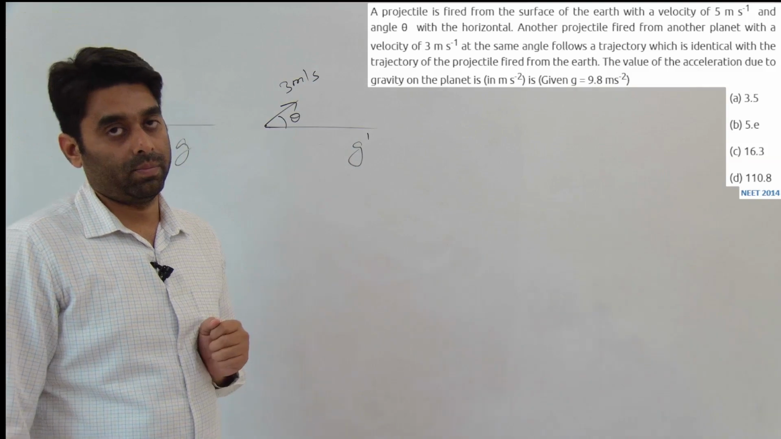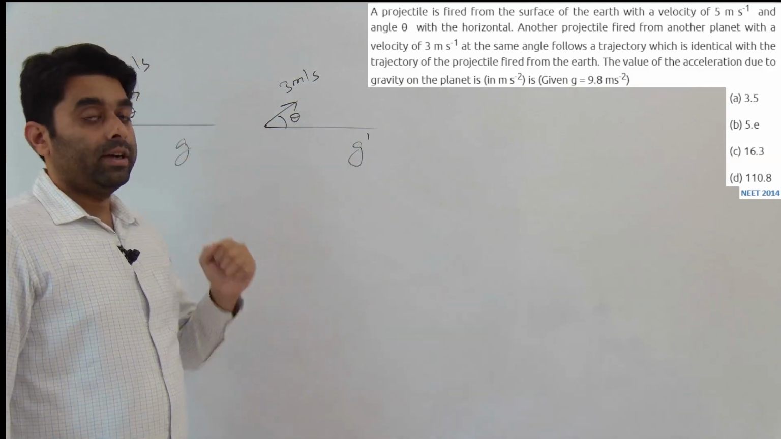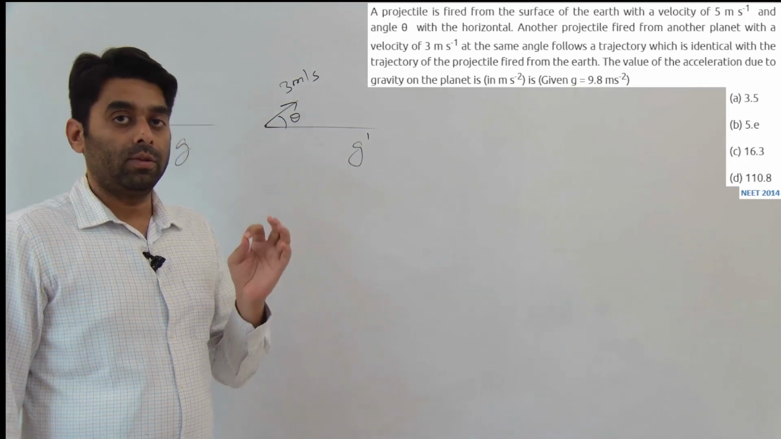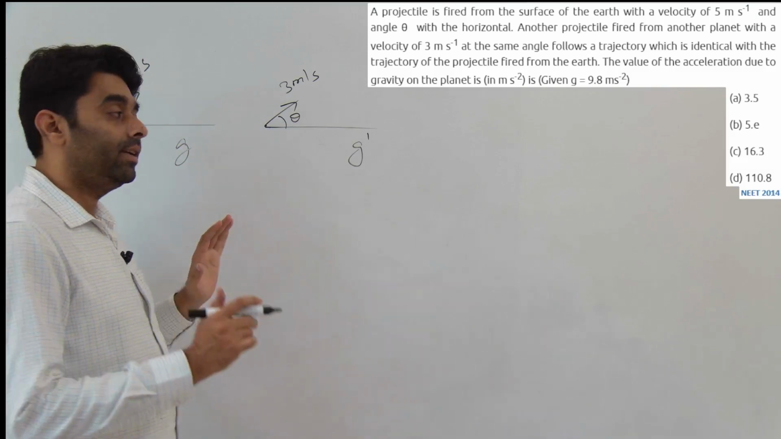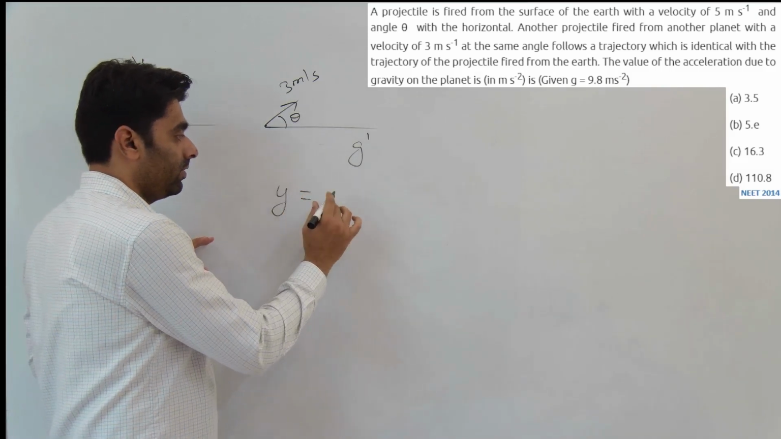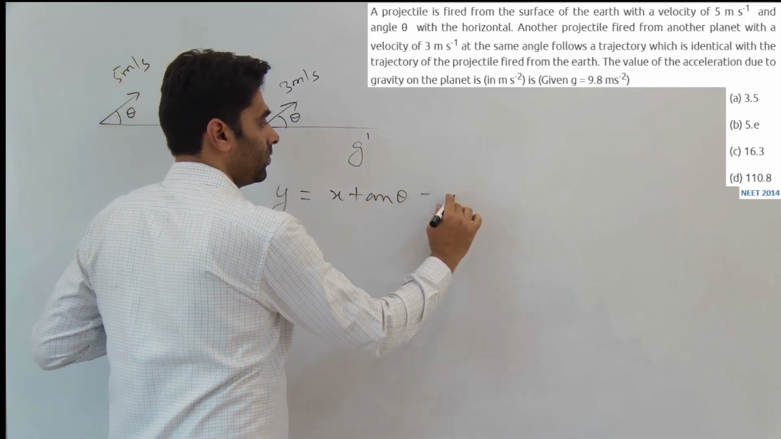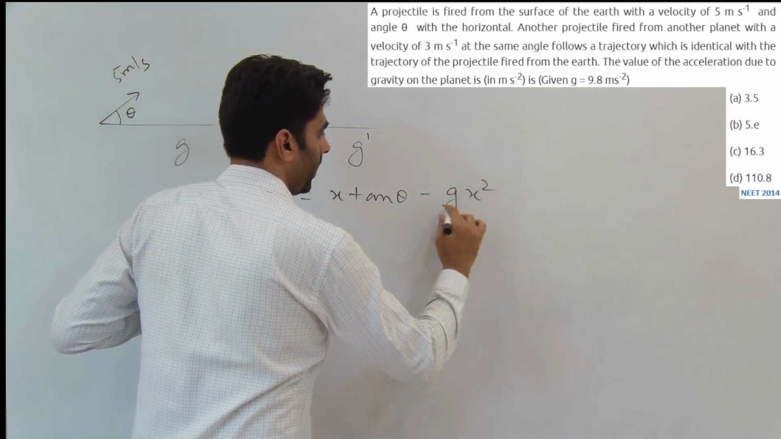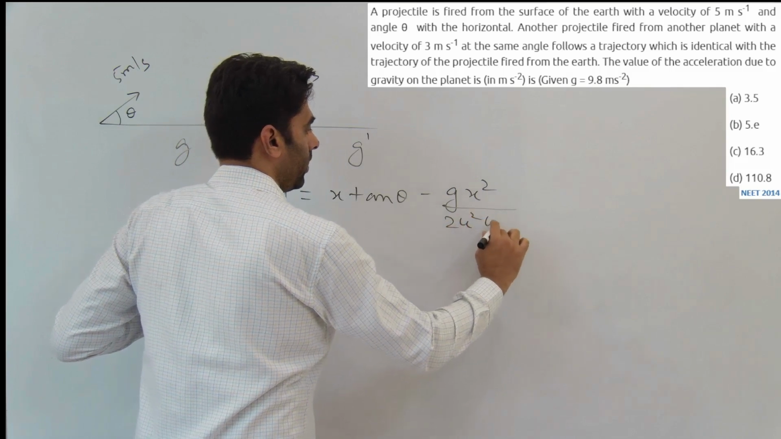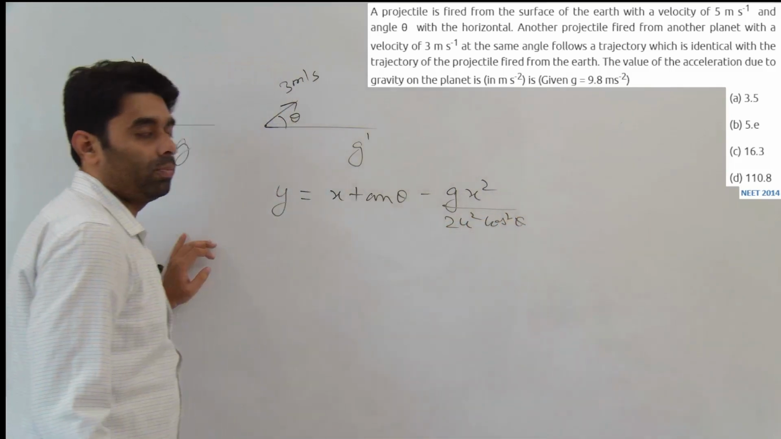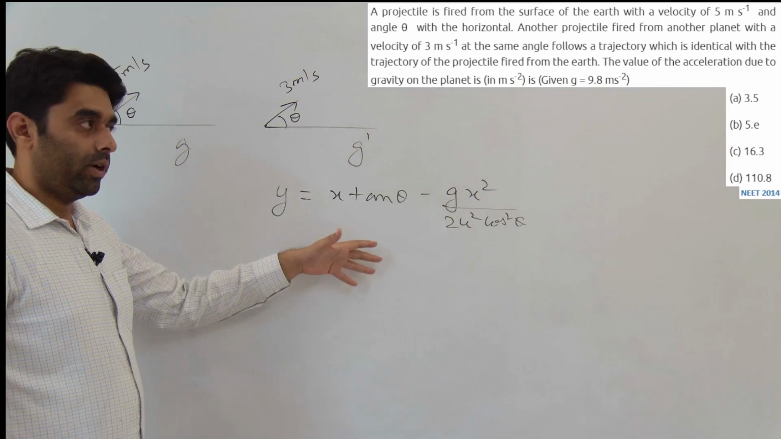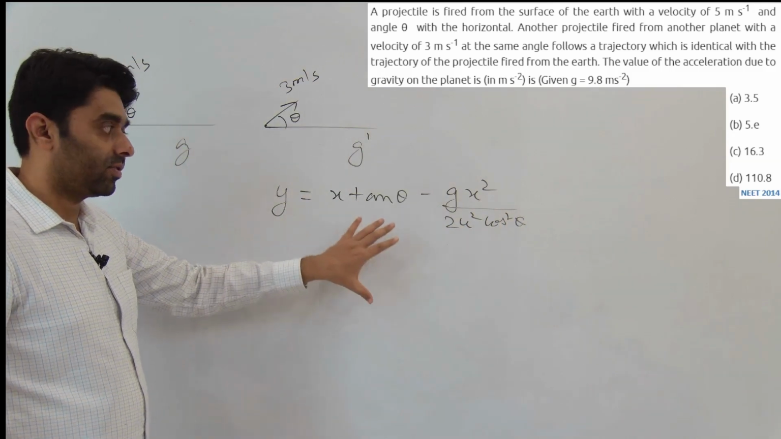Trajectories are same. Initial speeds are different, but the trajectories are identical. What is our trajectory equation? We will need a trajectory equation. What is our trajectory equation? y is equal to x tan theta minus g x square by 2u square cos square theta. I hope you remember this. If you know it, well and good. If you don't know it, keep this trajectory equation in mind.